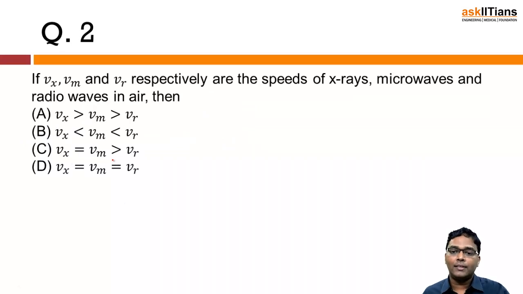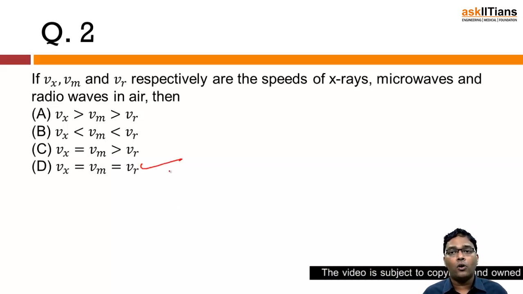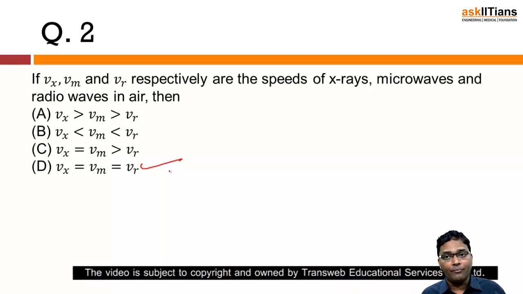Okay. Now this is a slightly tricky question. Tricky in the sense you should know. If you know it, the answer is straightforward. It says if Vx, Vm and Vr are the speeds of X-rays, microwaves and radio waves in air, then what is going to be the relation? Generally students get confused that they have different frequencies. X-rays would have a high frequency, microwaves and radio waves have comparatively lower values of frequency, and therefore their wavelengths will also be varying. But the product of the frequency and the wavelength is constant. So it is constant for all electromagnetic waves, and all of them would have the same value of velocity. They will all be moving with the same velocity.